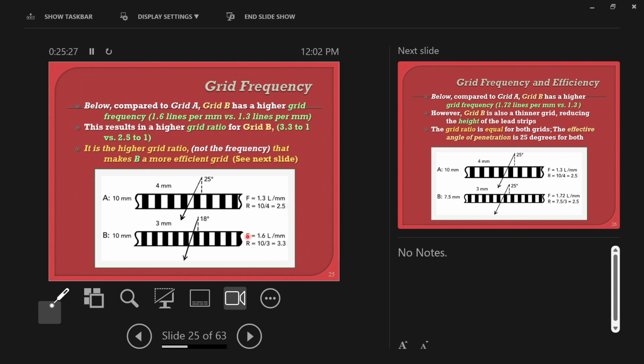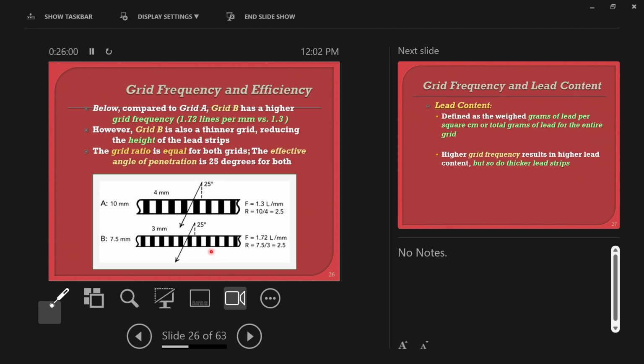This one has a higher frequency, okay? Grid ratio is 2.5 to 1. This one's 3.3 to 1. The one that has a higher frequency also has a higher ratio given a fixed height. These both would have to be the same height, okay? So for a given height, more lines per centimeter, or lines per millimeter, doesn't really matter, more lines per millimeter is going to be a higher ratio for a given height.